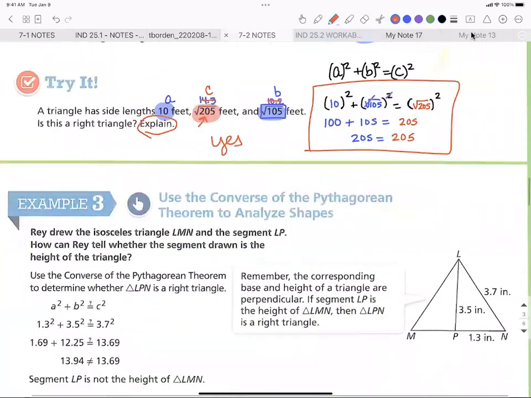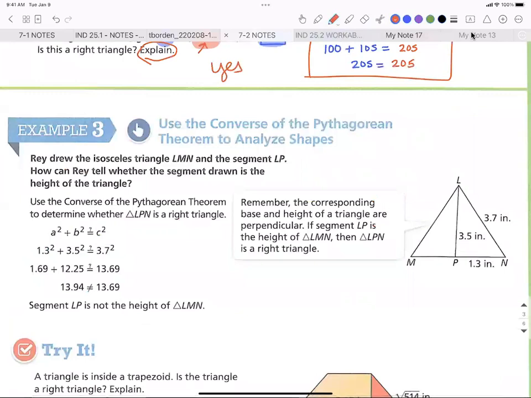All right, let's look at example 3. You've got triangle LPN, which is right here. It's this little one inside. And it wants to know if 3.5 is actually the right height for that side length. And we know that if it is, it should create a right triangle.